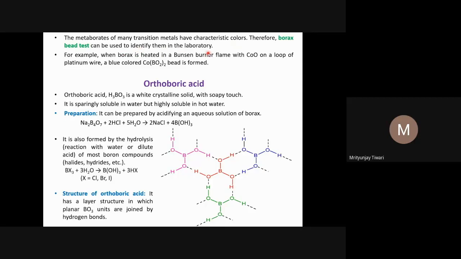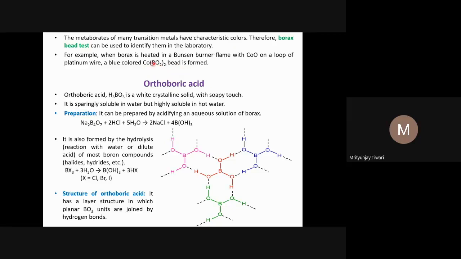Because different transition metals form different metaborates when they combine with this metaborate, they show different colors. Based on those characteristic colors, one can identify which metal it may be. For example, when borax is heated in a Bunsen burner flame with cobalt oxide on a loop of platinum wire, a blue colored Co(BO2)2, the cobalt metaborate bead, is formed.